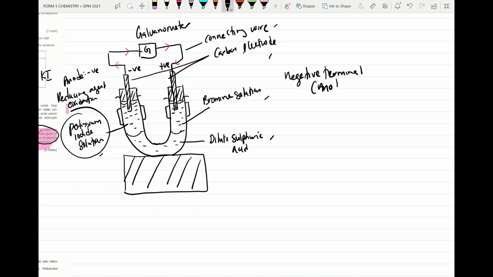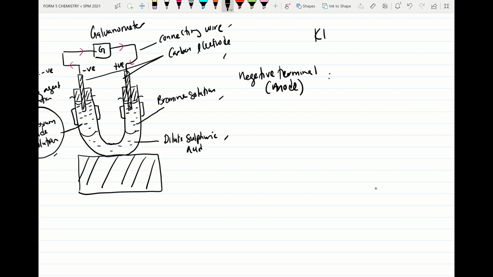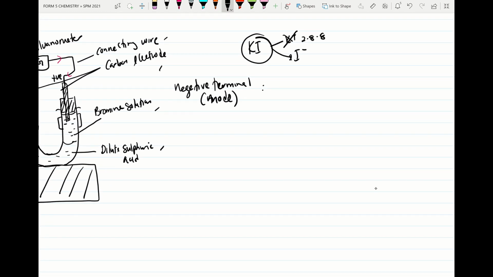Negative terminal will be E naught. So the negative terminal undergoes oxidation. We take the potassium iodide solution, which has potassium ions and iodide ions. The potassium ion already achieves a stable octet electron arrangement, therefore it will act as a spectator ion. So please take the iodide ion, put 2 here, to make an iodine molecule plus 2 electrons.